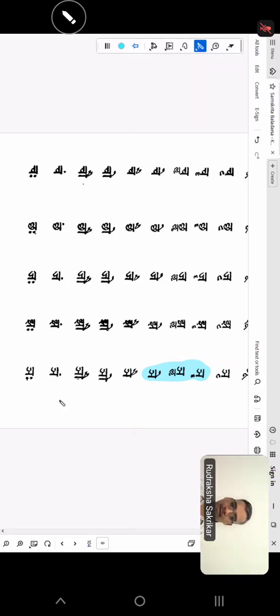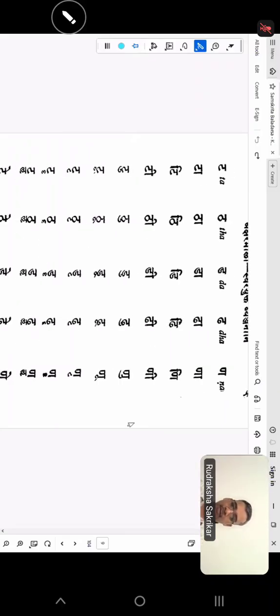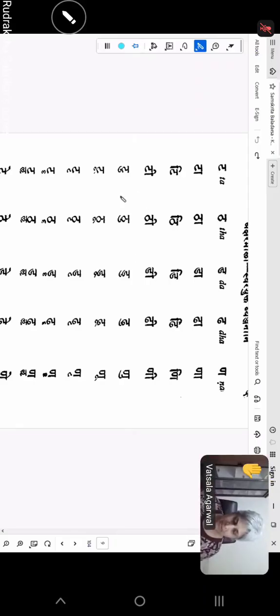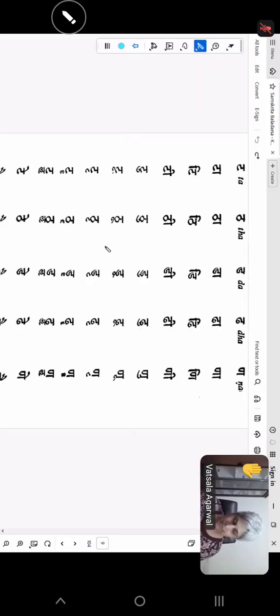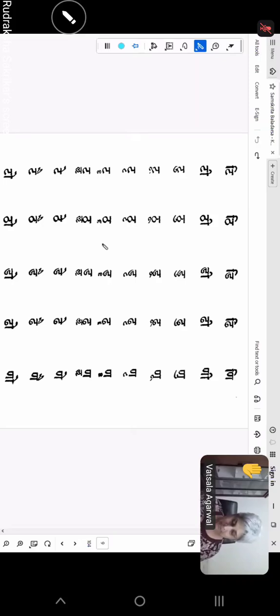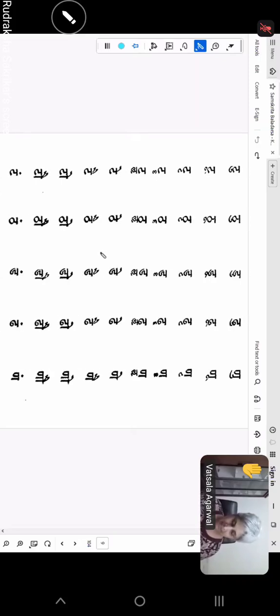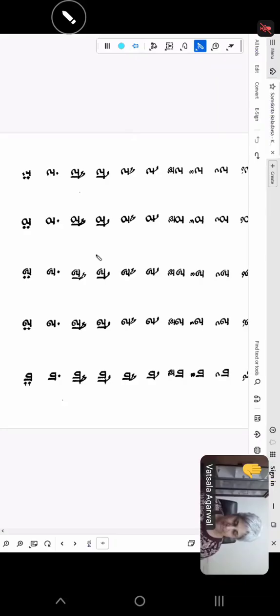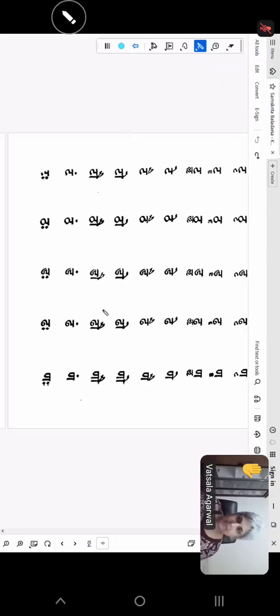Okay, so these sounds are from the family of ch. So ch, ch, j, j, y. The next family is t family. Okay, Vatsalaji. T, ta, ti, ti, tu, tu, tr, tr, tr, trill, te, tai, to, tau, tum, tah.